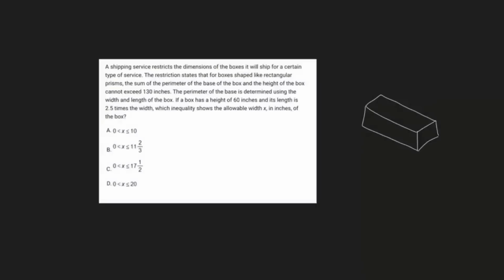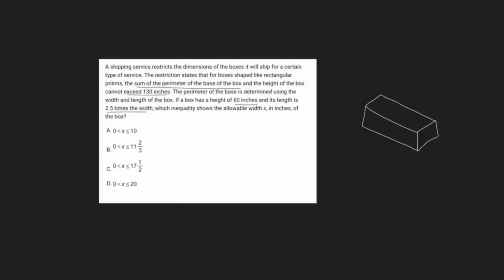Shipping service restricts the dimensions of the boxes it will ship for a certain type of service. The restriction states that for boxes shaped like a rectangular prism, which I've drawn one out here, it's a pretty good drawing actually, the sum of the perimeter of the base of the box and the height of the box cannot exceed 130 inches. The perimeter of the base is determined using the width and length of the box. If a box has a height of 60 inches and its length is 2.5 times the width, which inequality shows the allowable width x in inches of the box.